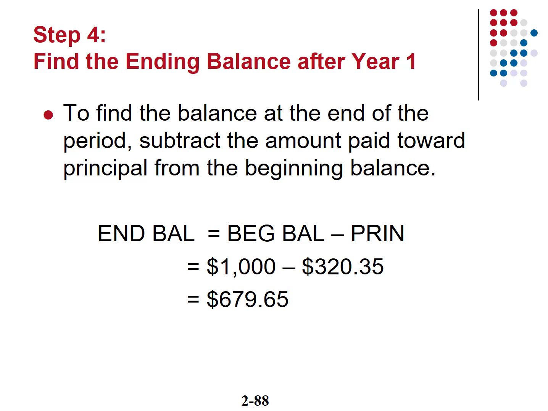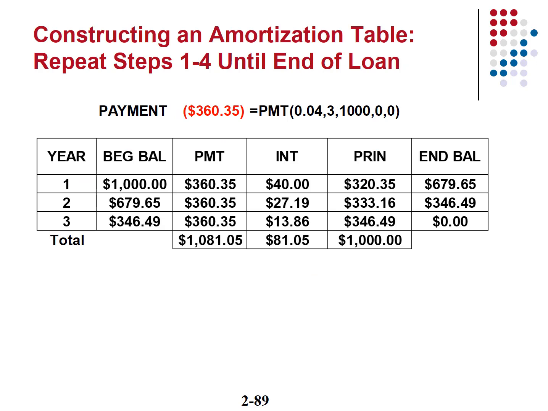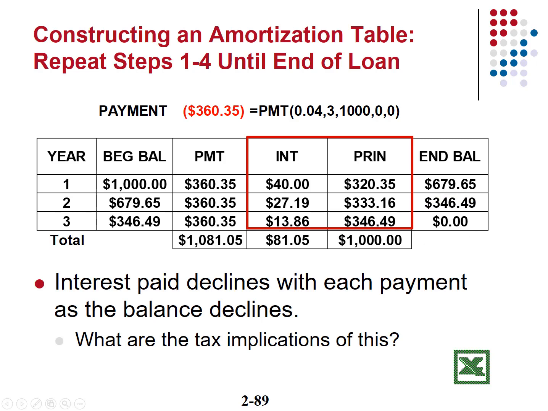The year 1 ending balance equals the year 2 beginning balance, and you just repeat the steps. Loan amortizations are well suited to Excel since once the first lines are set up, they can be copied down for however many periods till the loan payoff. In this short example, we only have 3 years. If done correctly, the ending balance will be 0. Note that with each payment, the amount of interest declines and the amount applied to the outstanding principal increases.